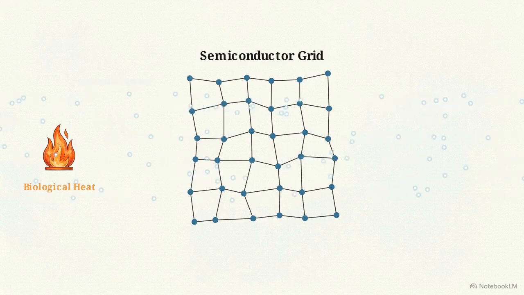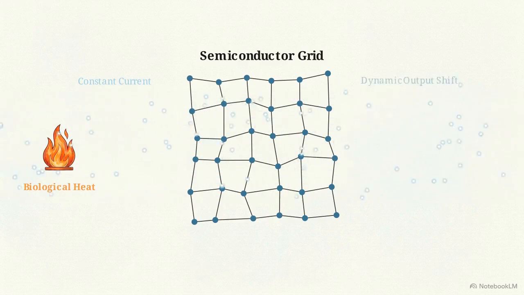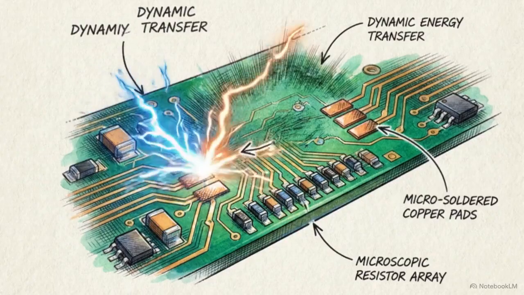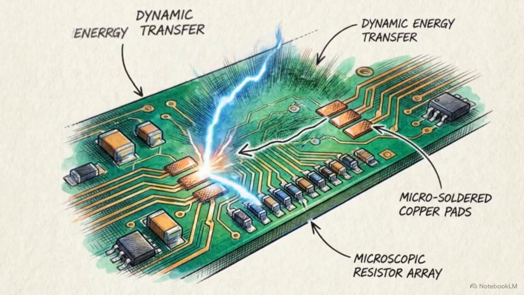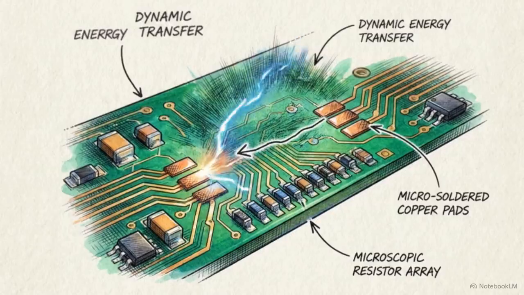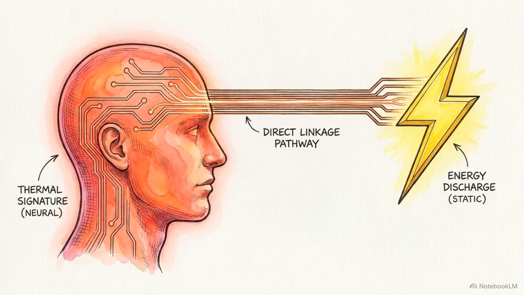A constant electrical current pushes through this altering grid. Because internal resistance is dropping, the outgoing voltage shifts dynamically. This reaction happens in a fraction of a second. The physical thermal energy is immediately converted into an active, shifting electrical signal. The patient's biological heat is now successfully captured within the device, existing entirely as a measurable electrical property.